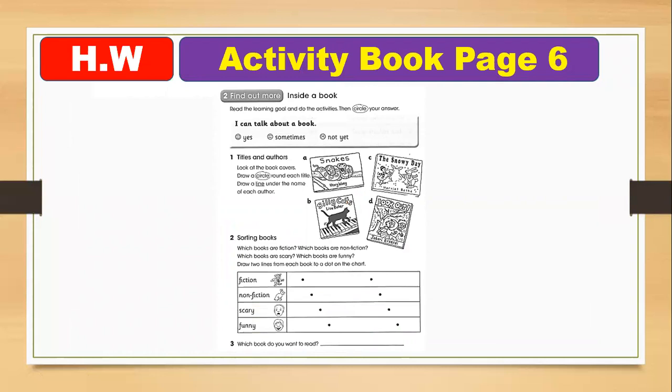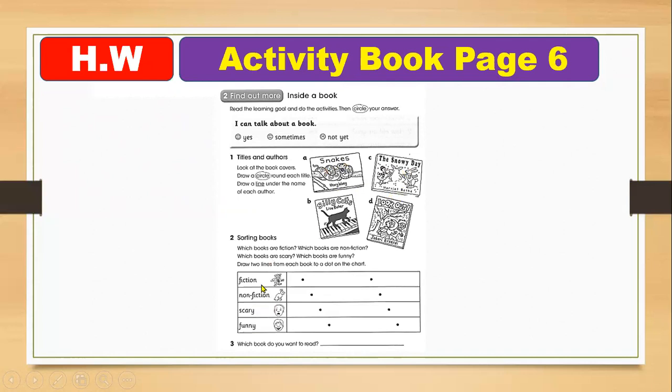So what you're going to do? This is your activity book, and this is the page number 6 on the activity book. What you have to do, you have to follow my lesson, and you have to circle the title and underline the author. The author means the man who wrote the book, and this is the title of the book. The book is about snakes. This book about the snowy day. So is it title or is it author? Yes, it is title. So you have to circle the title and underline the author.